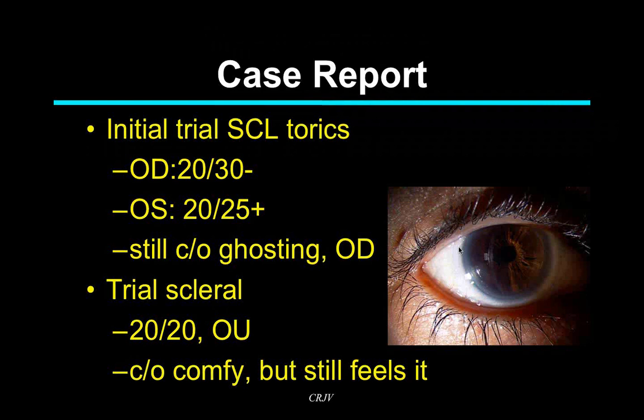Trial of soft contact lens toric, complaint of ghosting in the right eye, which was not corrected by using a soft toric. So he went to a scleral, and got 20/20 in both eyes. Comfy, but still feels it. He complained that he still felt the contact lens, saw great, loved the vision, but he still had an awareness of the scleral lens on his eye, as you can see here.